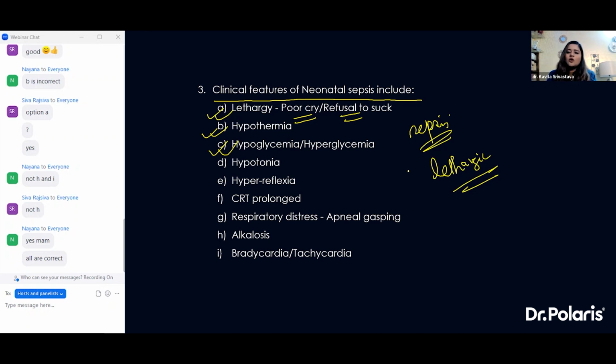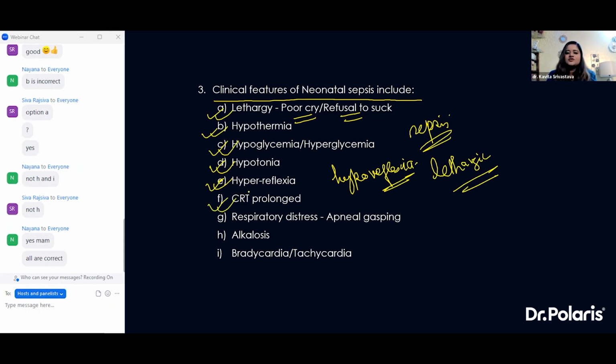So, disturbance in the normal metabolism of the body. If the blood sugar level is low or if it is high, both of them are indicative of neonatal sepsis. If the baby is lethargic, the tone of the body is also going to decrease. An active baby will have a normal tone, but a baby who is very lethargic and is having sepsis will have hypotonia, or decreased tone of the body. Hyperreflexia, so this is not actually right. There could be hyporeflexia. So hyporeflexia is definitely a classical feature which is seen in neonatal sepsis, not hyperreflexia.